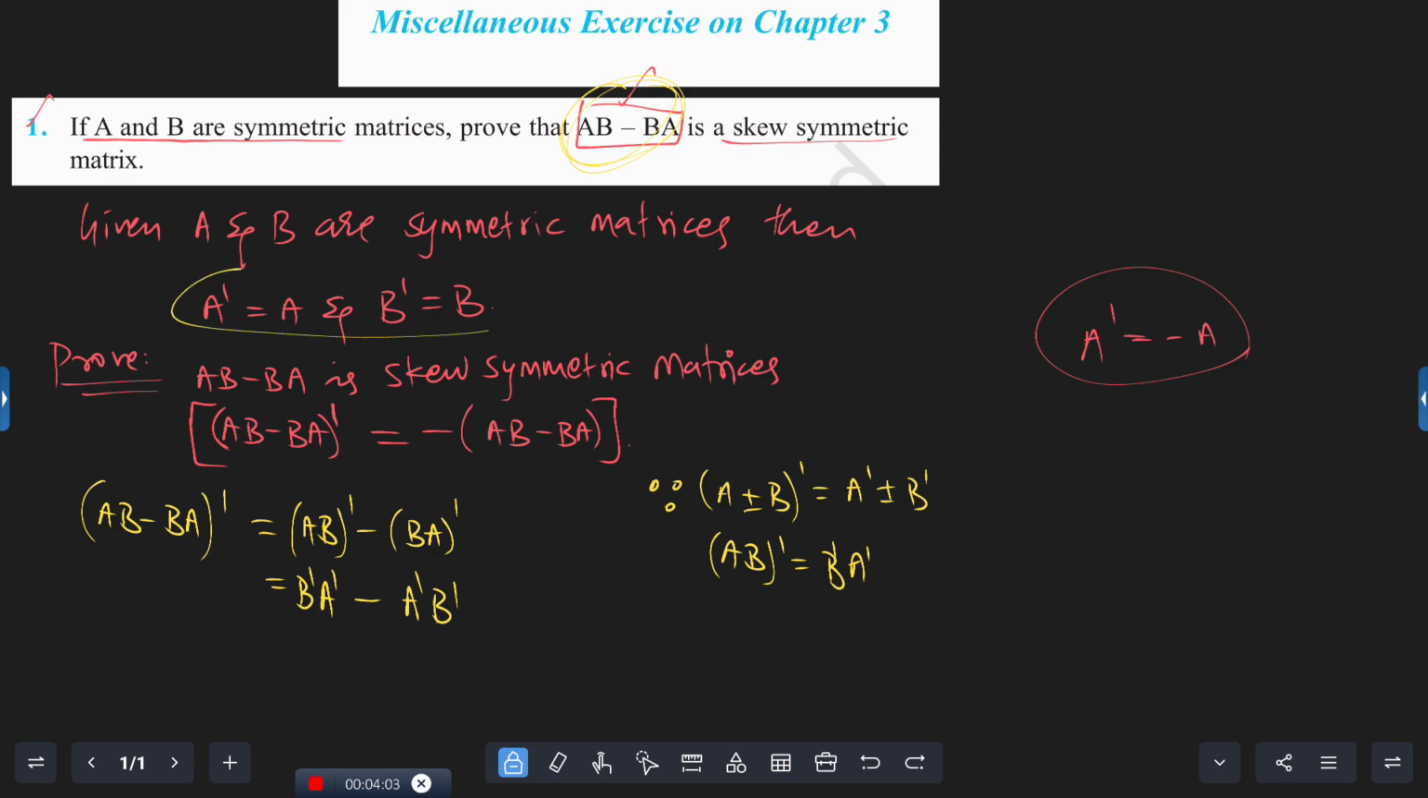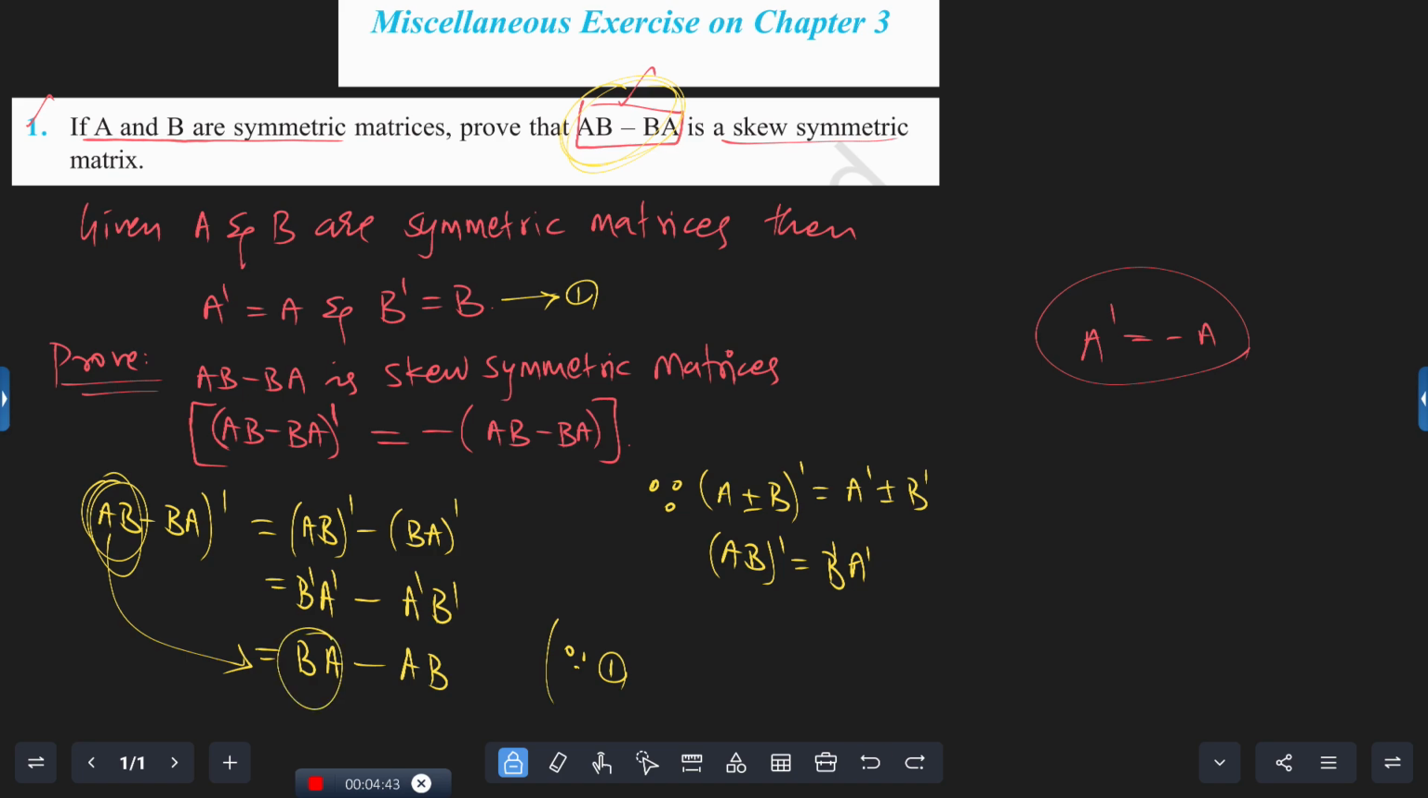We know from the given details that A dash is equal to A, and B dash is equal to B. That I'm going to use here. So B transpose I can write as B, A transpose I can write as A, and like that here also A and B. Now see, children, this AB minus BA whole dash is equal to, do we get the same as the question? No, it is not, because in the first term we should get AB, but here we got BA. This is in the opposite order.